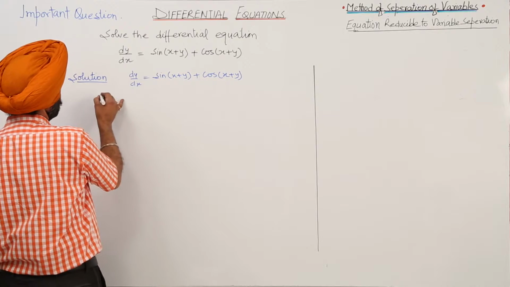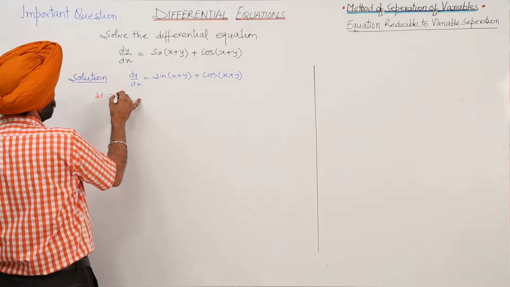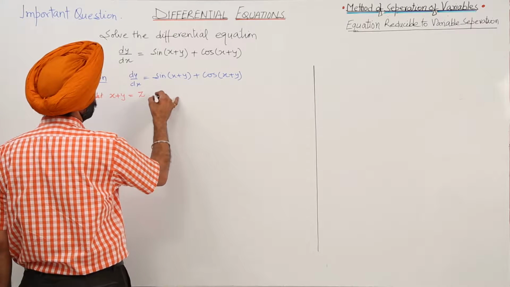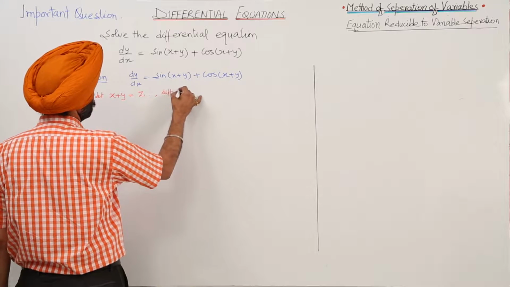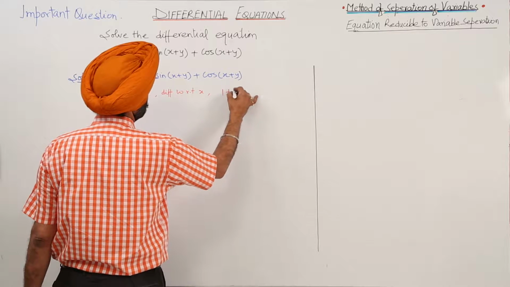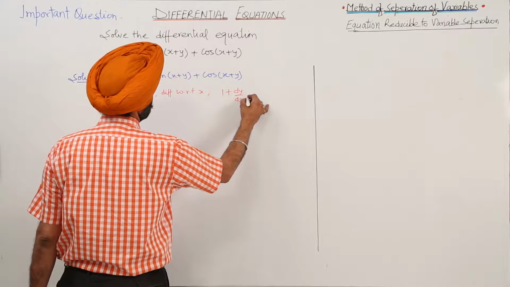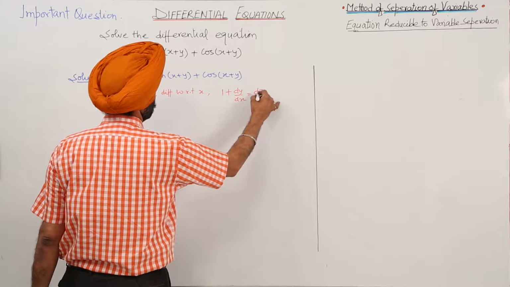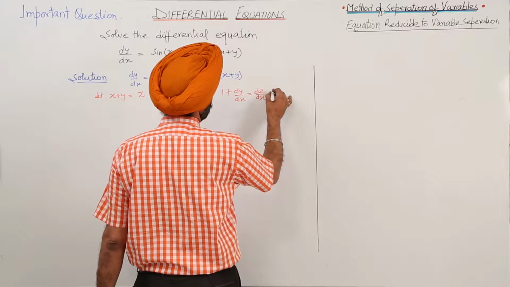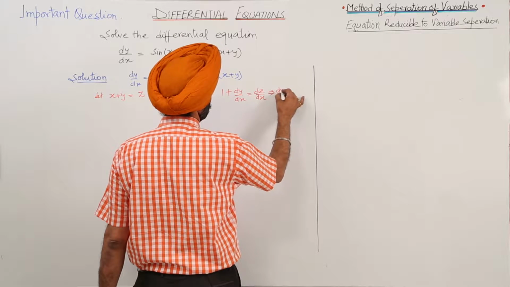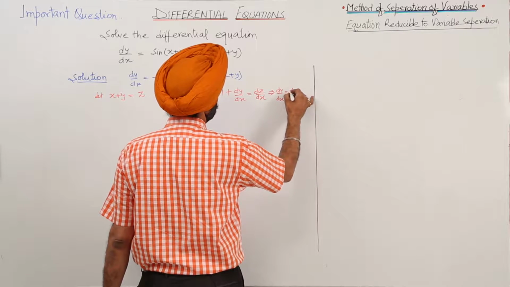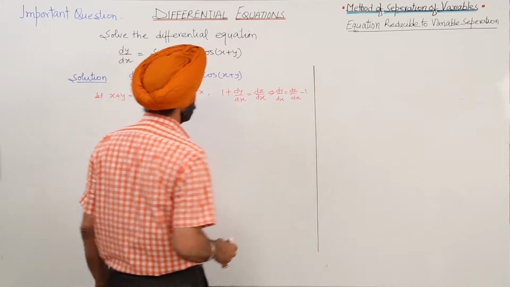Now let x + y be equal to z. Differentiating with respect to x, 1 + dy/dx is equal to dz/dx, and this implies dy/dx is equal to dz/dx minus 1.